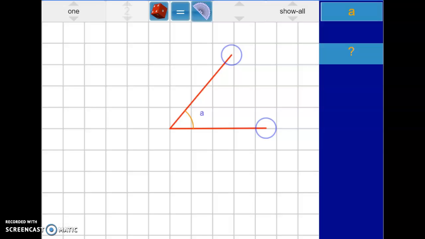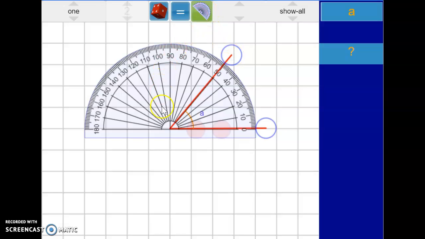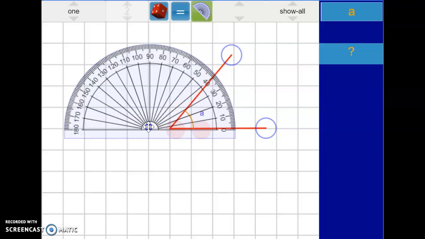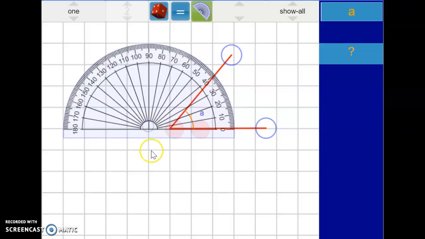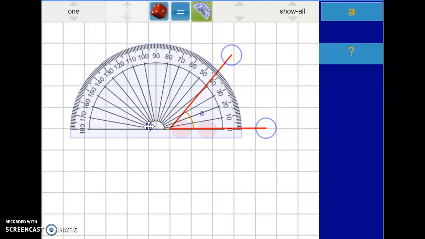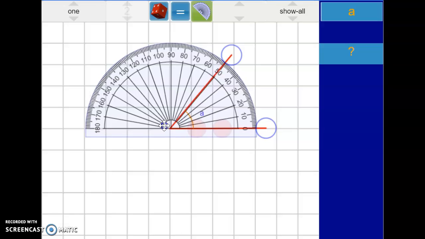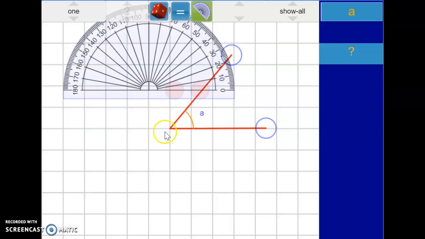So first I'm going to show you how to line up a protractor in order to measure an angle. So we have this angle here, and I am going to click on this protractor button here, and it will pull up this protractor. Now with an in-person protractor, you want to make sure that you are lining your protractor up with the vertex of the angle. So this is the vertex right here. This little end where the two segments meet.